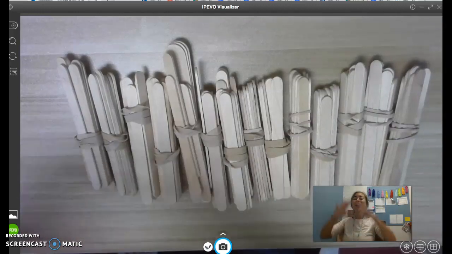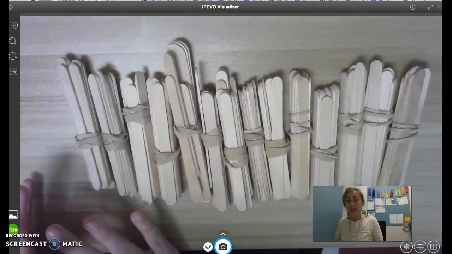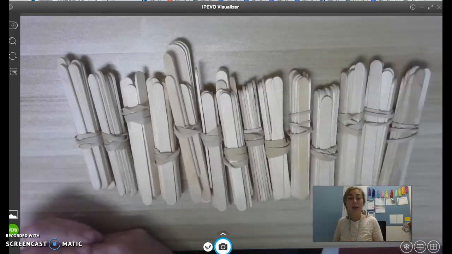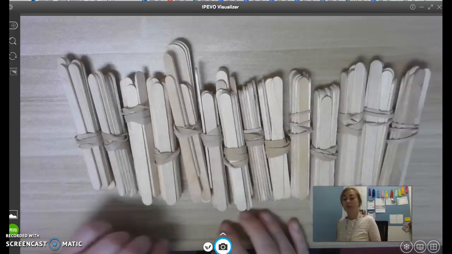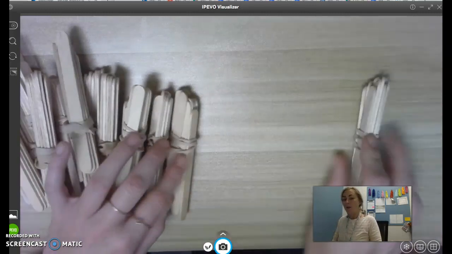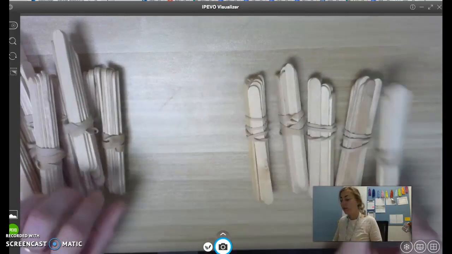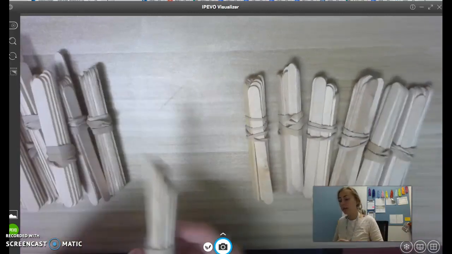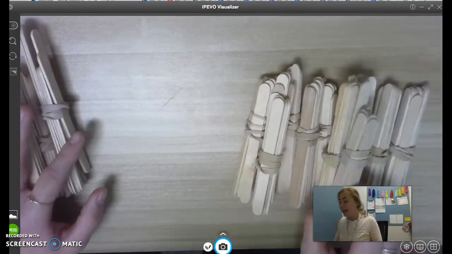Now, let's make an even bigger unit. We have a lot of popsicle sticks here. So now we're going to make a group of 100. Think in your brain, how many groups of 10 are in 100? That's right, 10 groups of 10 are in 100. 1 group of 10, 2 groups of 10, 3 groups of 10, 4 groups of 10, 5 groups of 10, 6 groups of 10, 7 groups of 10, 8 groups of 10, 9 groups of 10, 10 groups of 10.